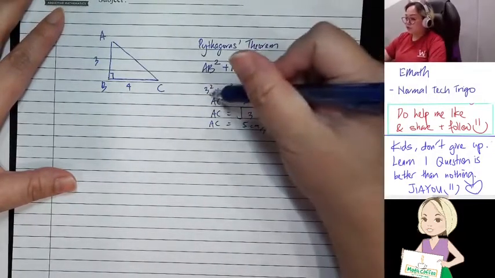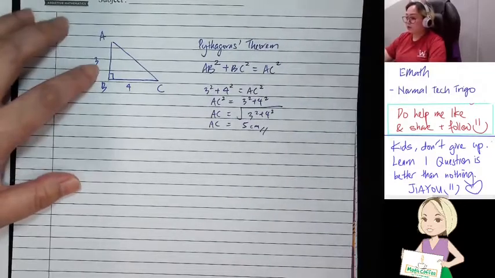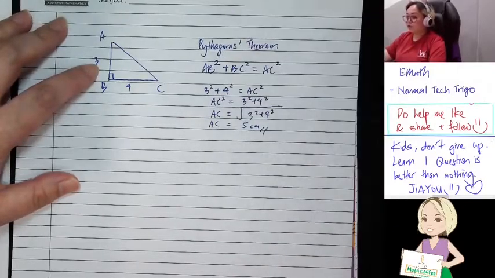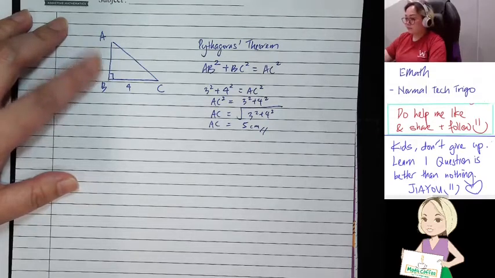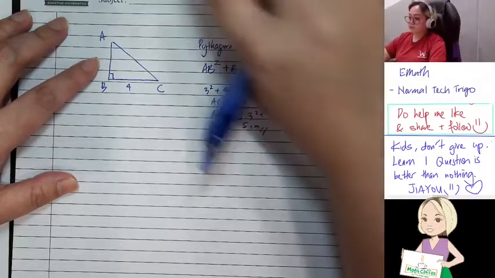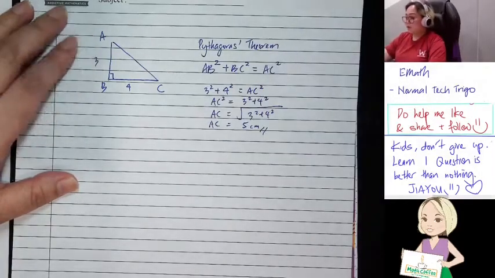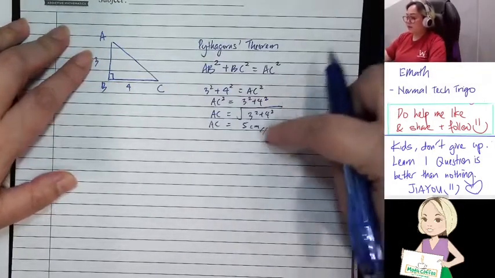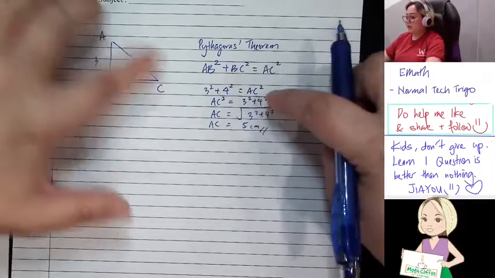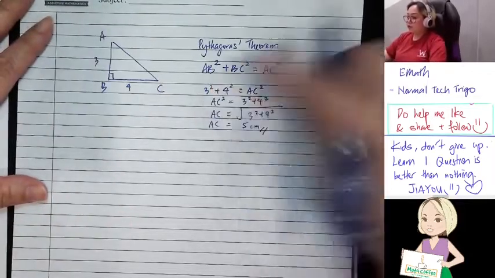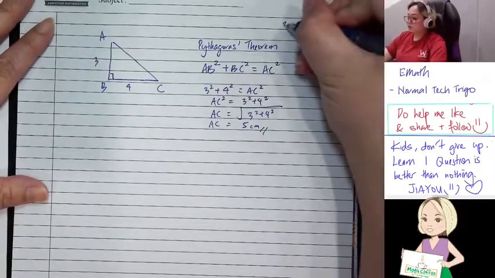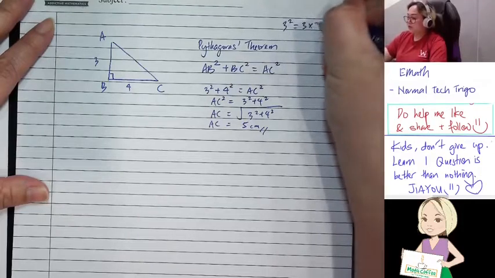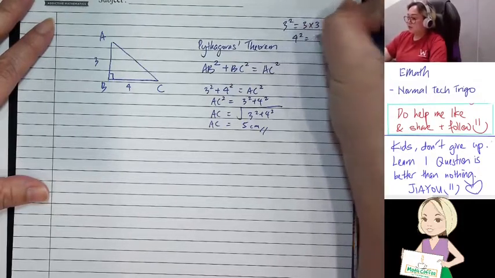No, that one is 3 square, not 32. 3 to the power of 2, 3 square. 3 square means 3 times 3. So it's 3 square plus 4 square equals to AC square, and that's how we find the AC. 3 square is equals to 3 times 3. 4 square is 4 times 4.